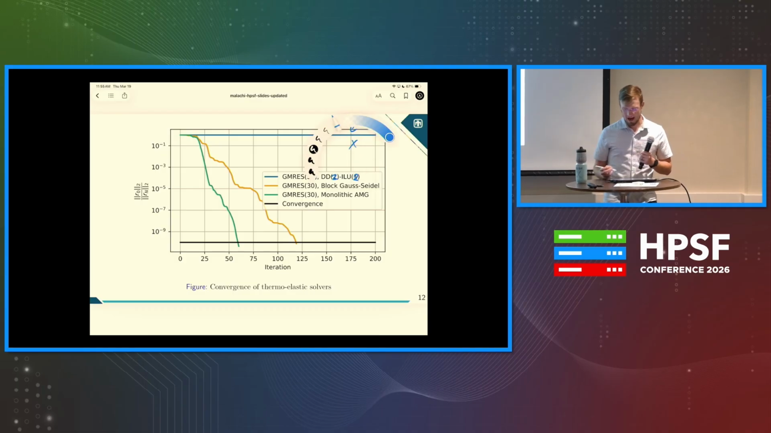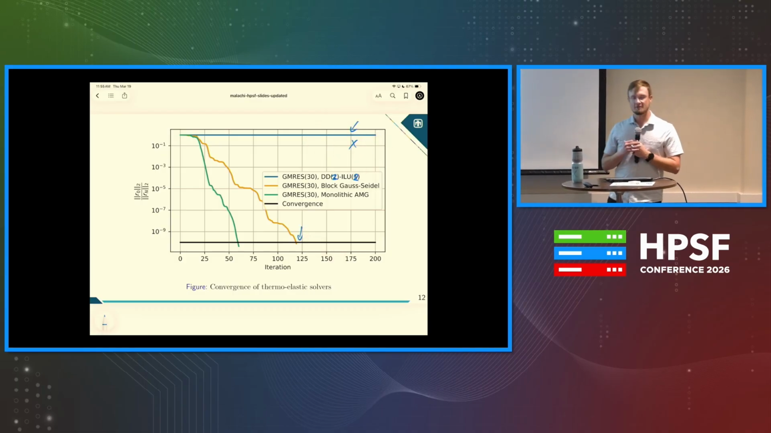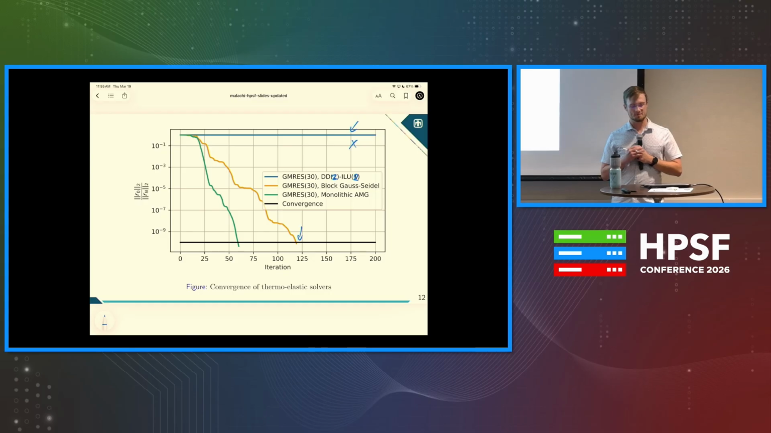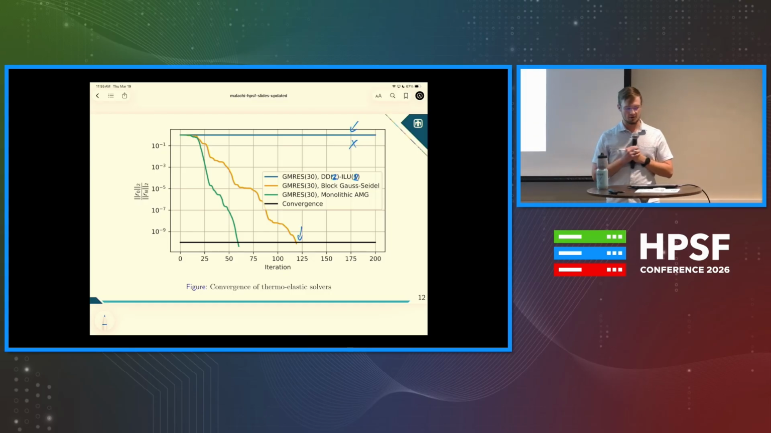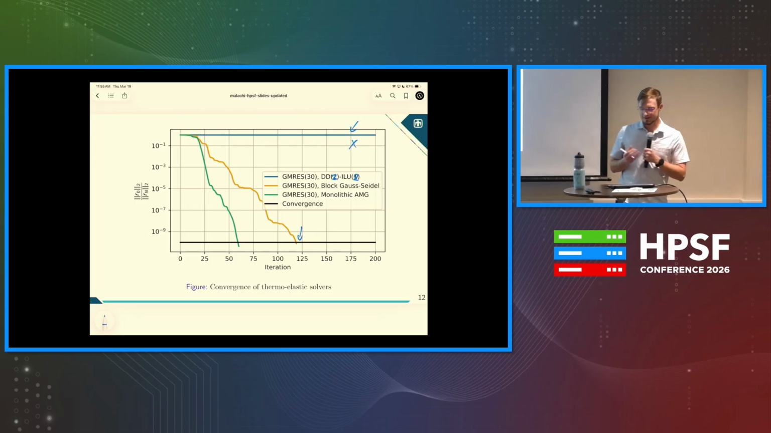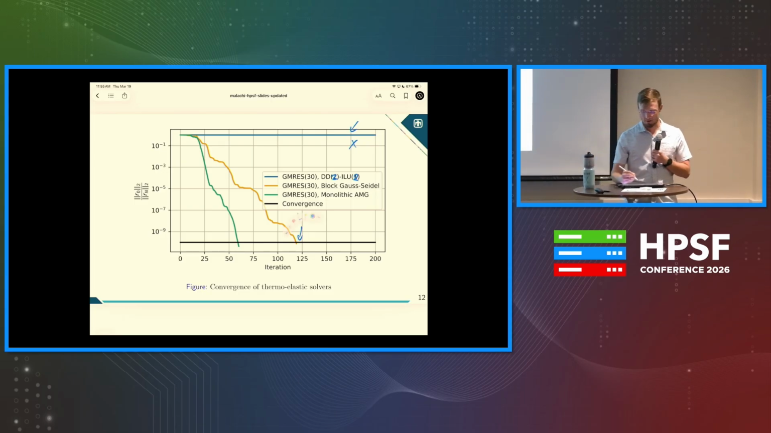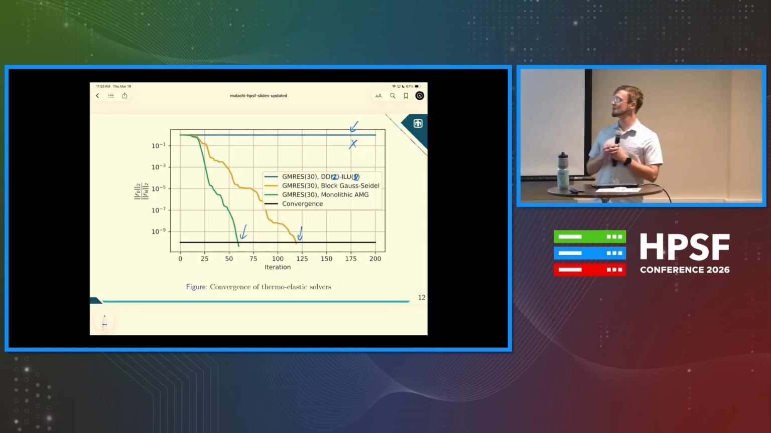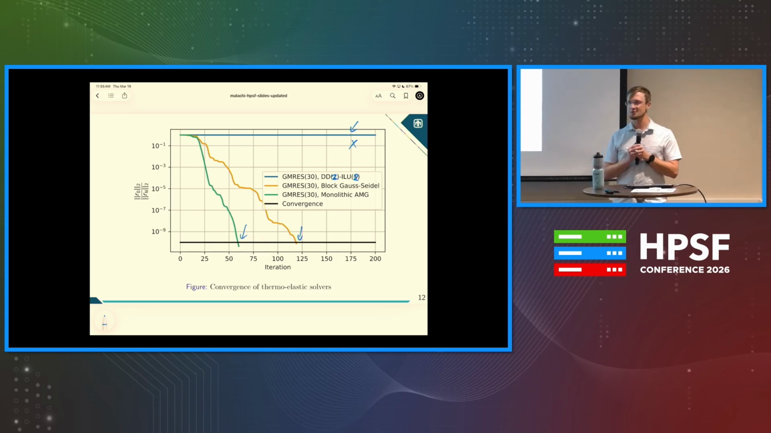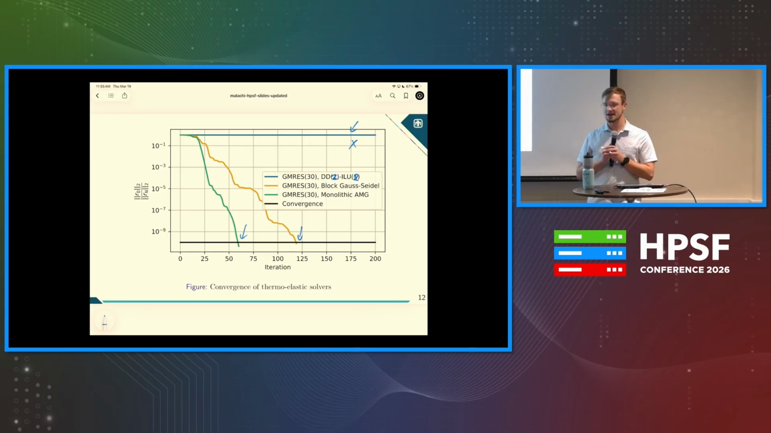Thankfully, right now in ARIA, we have this orange curve available to us, which is all through Teko at the moment, to use the block Gauss-Seidel. But it's over 100 iterations. That's kind of expensive. So what we really want to do is be on this green curve here, which is almost a factor 2 reduction in the iteration count.